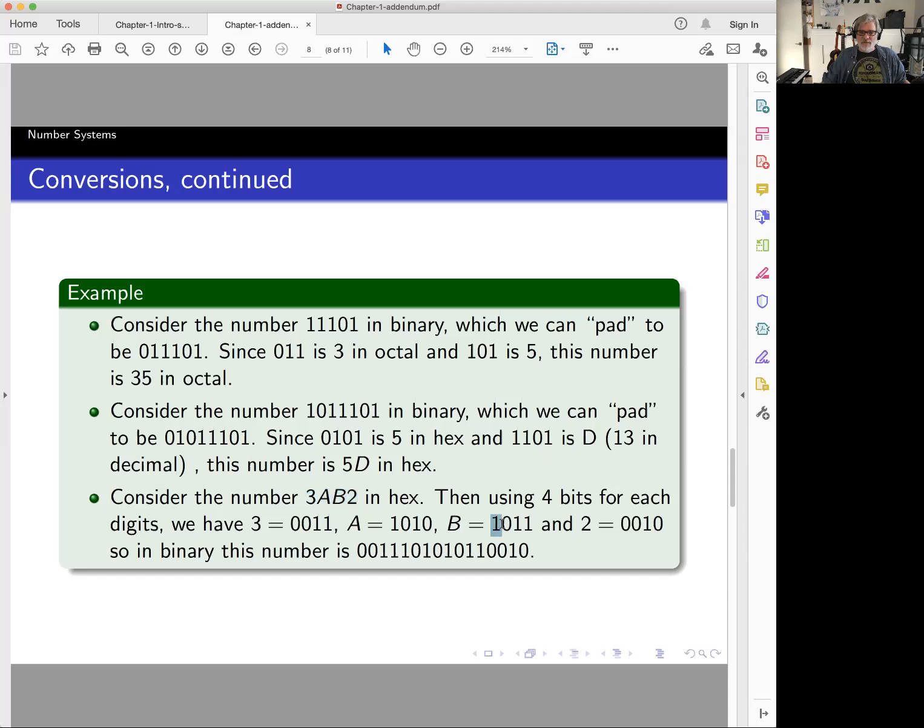B is 11, which is 1011 in binary, and 2 is 0010, and you just push them together. These sequences of 4 bits, these 4, these 4, 4, and 4. And that's your number in binary. Hence, what I meant by hex is binary for humans, because trying to memorize this is a pain, right? But this is much easier, right? It's more readable for us. Okay.